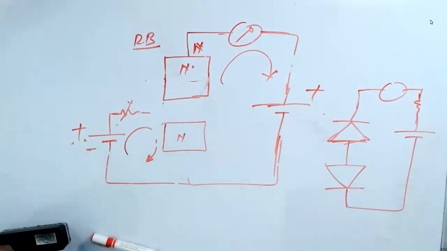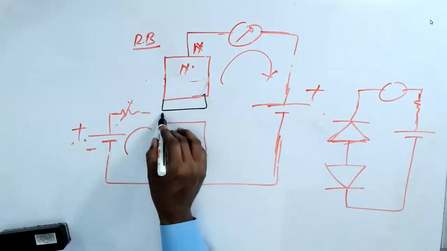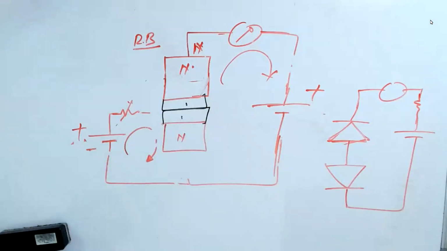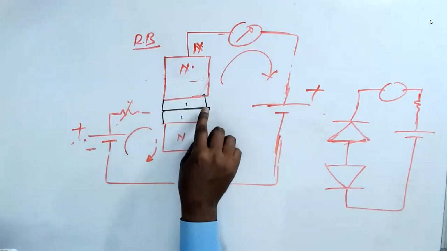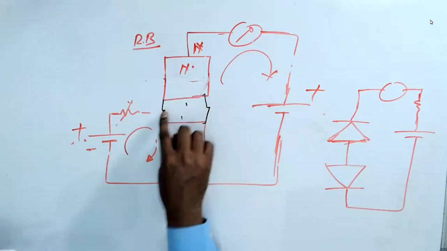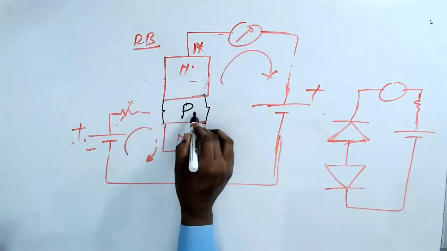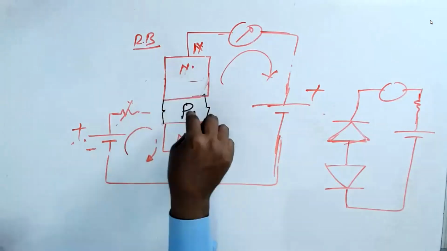And they made P small. Then what happened? This was changing, and this they could not control. Then finally they removed this. They made only one P. So they had two N's and one P.